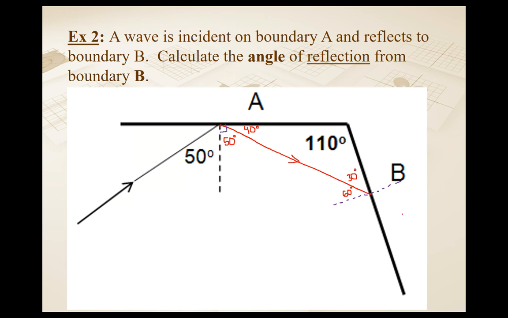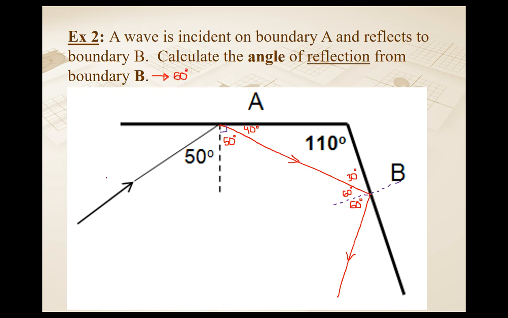And then we apply the law of reflection again. The angle of incidence is the angle of reflection. Therefore, the reflecting ray needs to bounce back at the same angle. So maybe something like this. And then this would also be 60 degrees. And it turns out that's the angle I'm looking for. It says, what's the angle of reflection from boundary B? Well, the angle of reflection is always measured relative to the normal line. So in this case here, it would be a 60-degree angle.